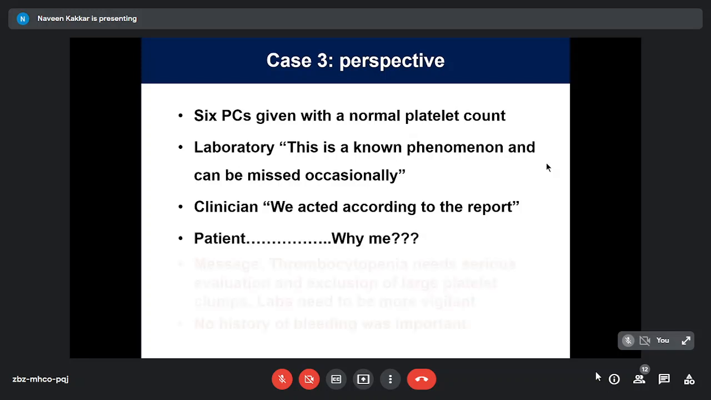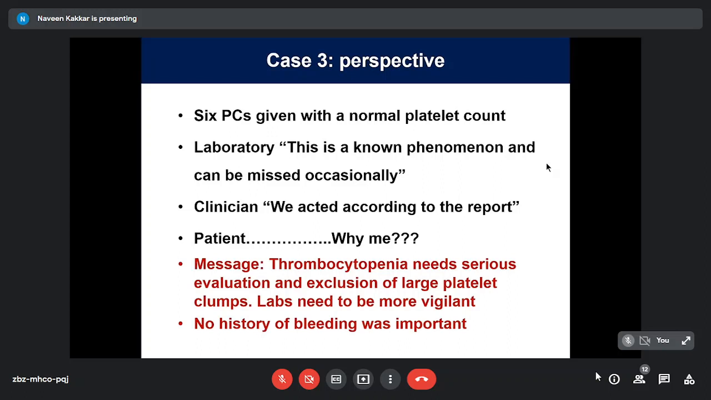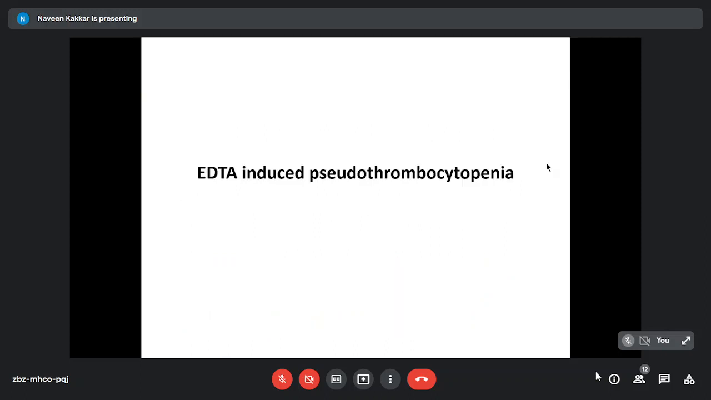So the message from this slide is thrombocytopenia of any kind needs serious evaluation. Please exclude large platelet clumps, and labs need to be more vigilant, especially if there is no history of bleeding. So in this patient, 7,000, 10,000, no history of bleeding, dengue time, we should have been more careful. That's our mistake there. So in this scenario, again, the scanner view and the low power view will help more. So scan your slide for clumps in the tail especially, before you look at a thrombocytopenic slide more closely. So that was EDTA-induced pseudothrombocytopenia.